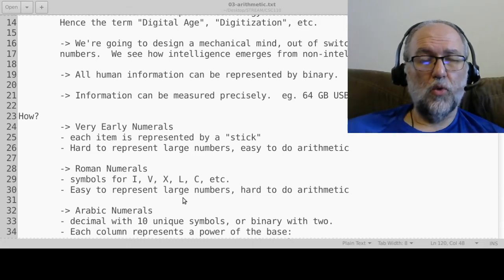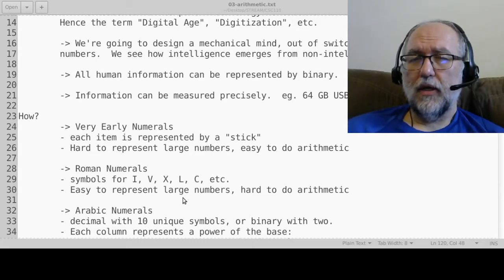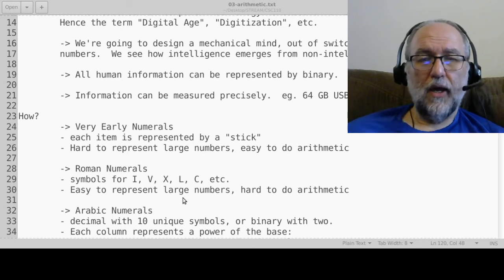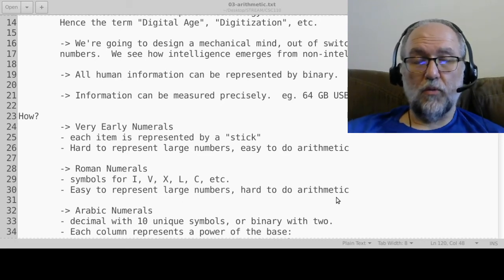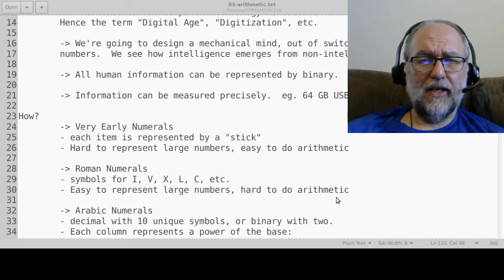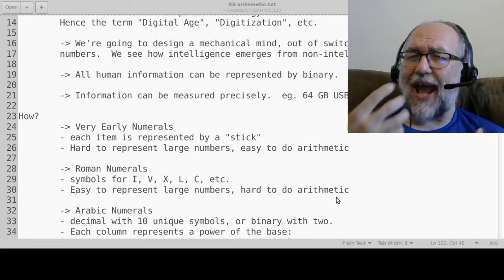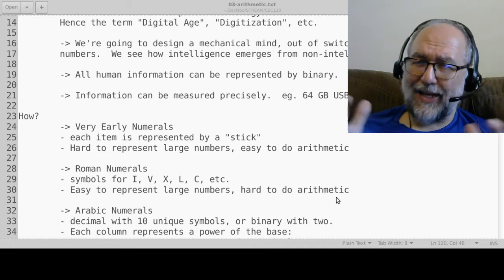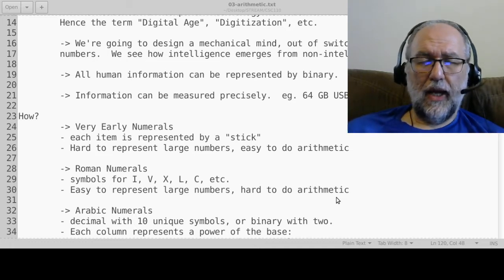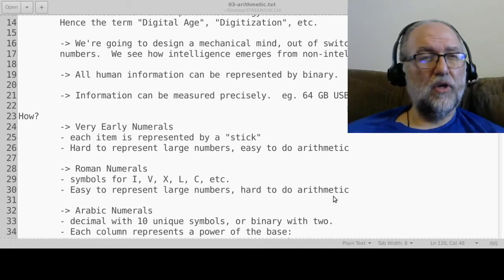It'll actually have the Roman numeral equivalent of it. Okay, so it's not too hard to write large numbers this way, but try to do arithmetic with Roman numerals. Even just adding is a real pain because there's no natural rules by which you combine the symbols. Okay, and so that was a limitation.